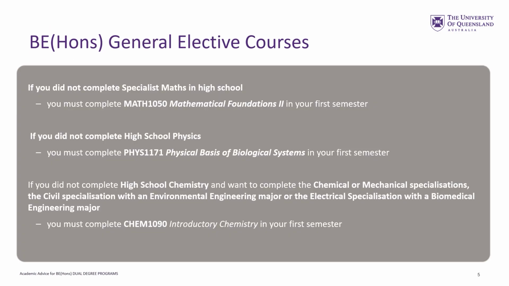Now, if you need to pick up specialist maths, you might need to complete Math 1050, and we'll talk about how to go about selecting maths courses in a follow-up video. And if you didn't complete high school physics, you might need to pick up Phys 1171. And if you didn't complete high school chemistry and you're going to complete chemical or mechanical engineering, or you're interested in the environmental engineering major or the biomedical engineering major, then you might want to consider completing Chem 1090, Introduction to Chemistry, in your first semester.